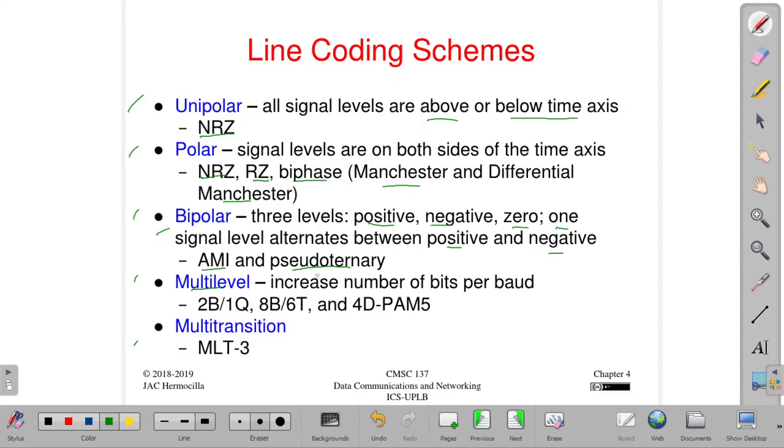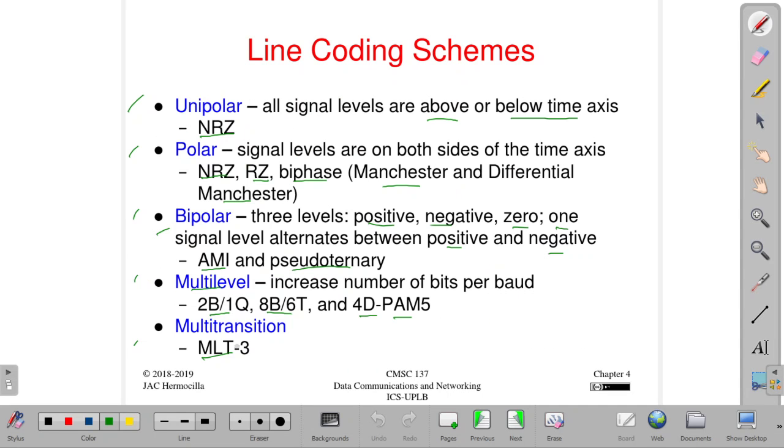For multi-level, we increase the number of bits per baud. So we try to increase the number of data elements per signal element. So we have 2B1Q, 8B6T, and 4D-PAM5. And the last category is called multi-transition, and the encoding scheme here is MLT-3.